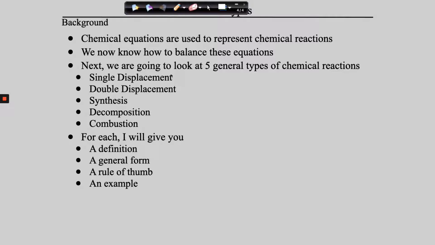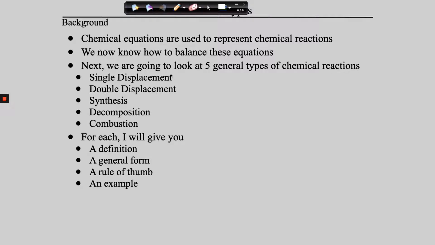So what's going to happen in just a moment, follow the laser, we're going to talk about single displacement reactions. I'm going to define it. I'm going to give you a general form. Then I'm going to give you a rule of thumb that makes your life a lot easier. Then we're going to look at an example. When we're done with that, we're going to do that for double displacement and on and on. So this is going to become super repetitious. Get the idea? But again, the connection is this. These examples that I'm going to give you at the end of each one are the reactions that we're going to go do in lab on Tuesday.